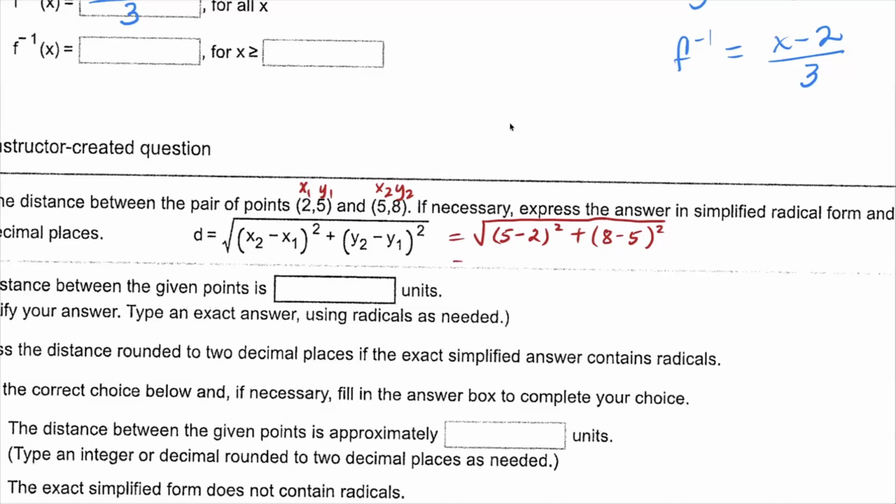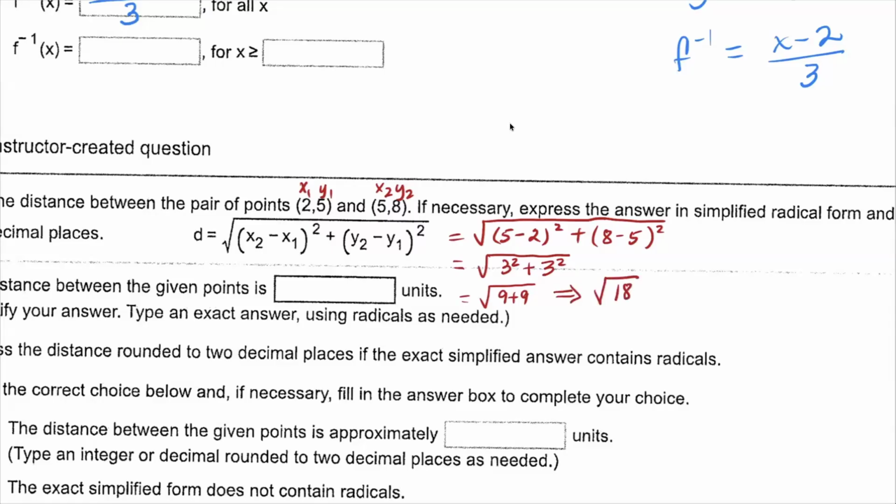Okay, so step by step, I have the square root now of 3 squared plus 3 squared, because 5 minus 2 is 3 and 8 minus 5 is 3. We're squaring both of them. So that means the square root of 9 plus 9. But I need to combine that to get the square root of 18.